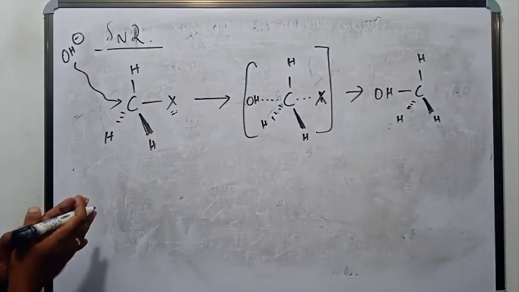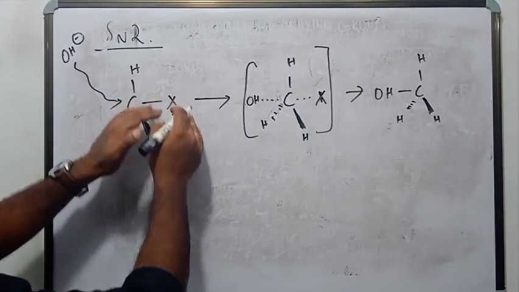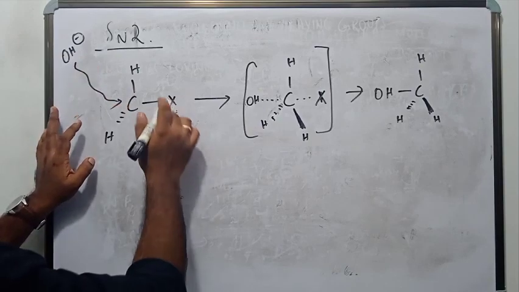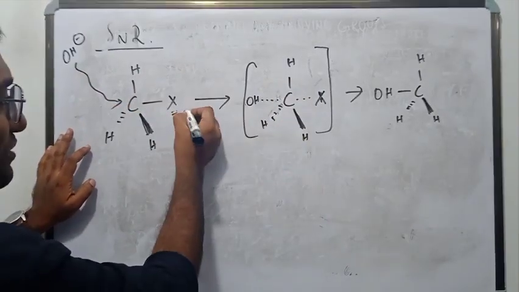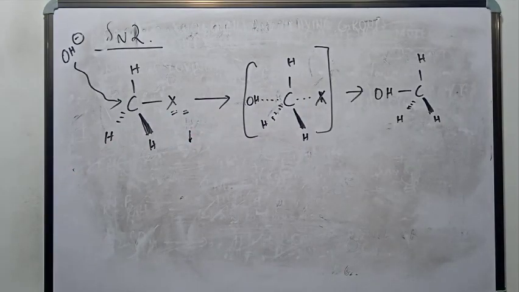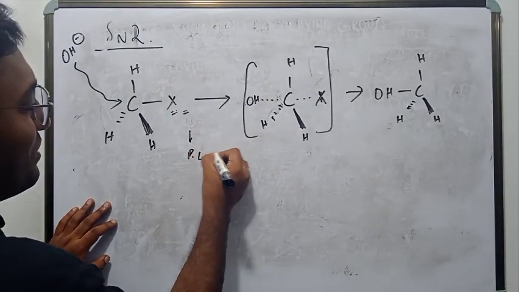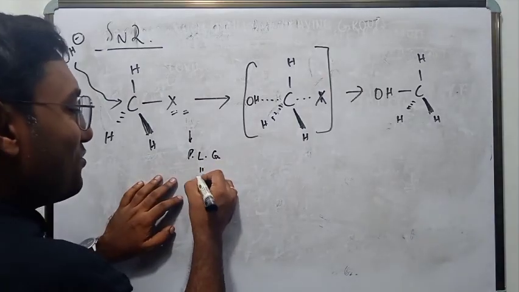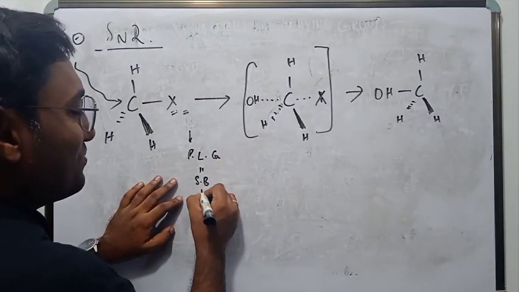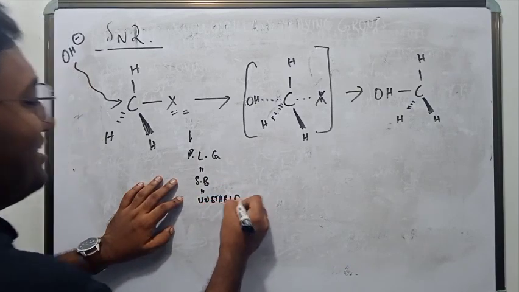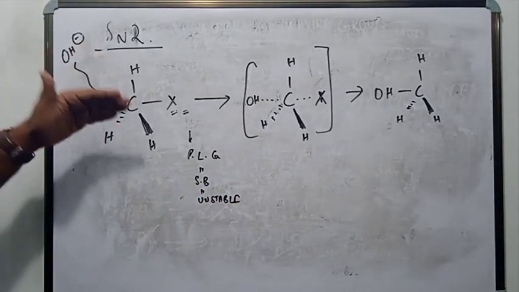So the leaving group should be weak. It should wait till the time OH comes and attacks, and only then should it go. So the leaving group here should be a poor leaving group. Poor leaving group means, is it a strong base or a weak base? It should be a strong base, or it should be an unstable anion. Fine. So that is how it impacts the SN2 reaction.